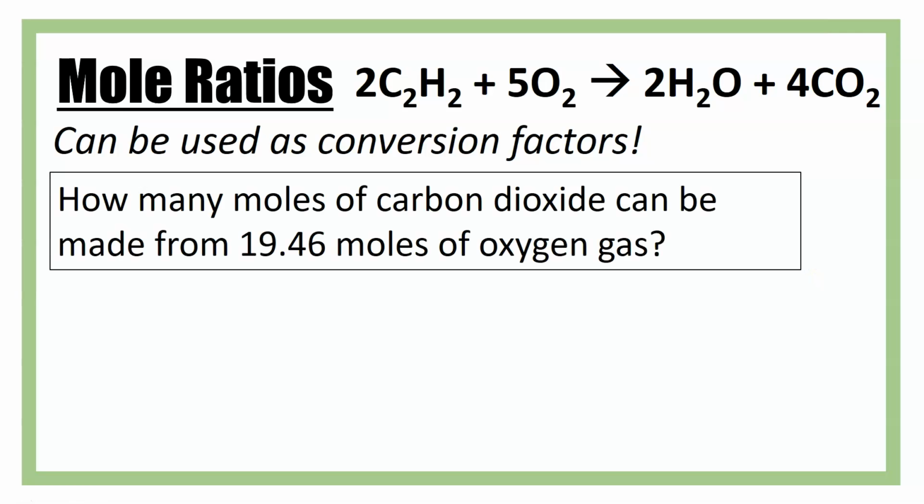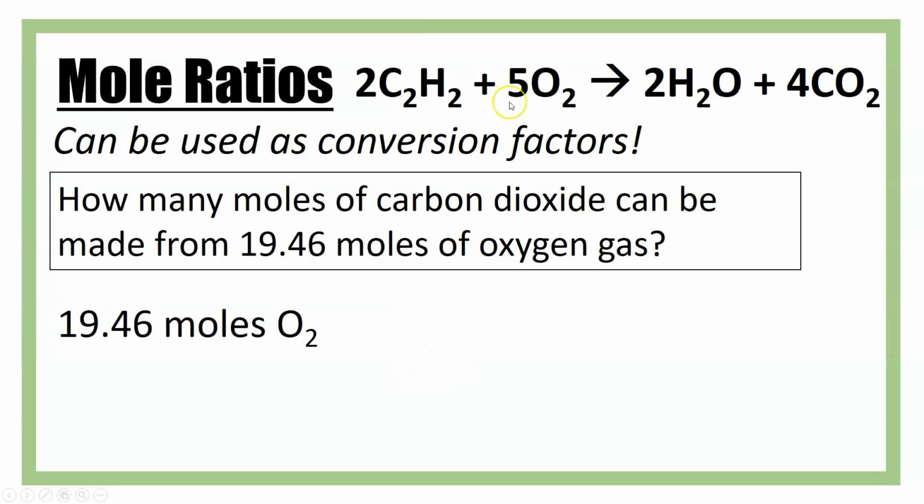How many moles of carbon dioxide can be made from 19.46 moles of oxygen gas? Just like a molar conversion, I start with my known value. I use my conversion factors to help get me to the final answer by canceling my units. So I start with 19.46 moles of oxygen. I want to get rid of moles of oxygen, so I'm going to need moles of oxygen on the bottom. And I'm wanting to know how much carbon dioxide that would be. So carbon dioxide will be on the top.